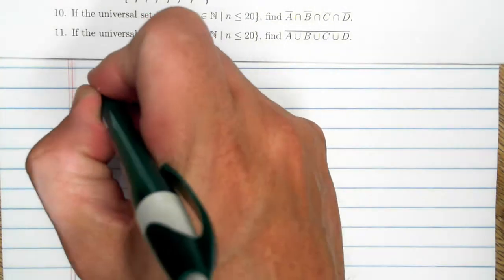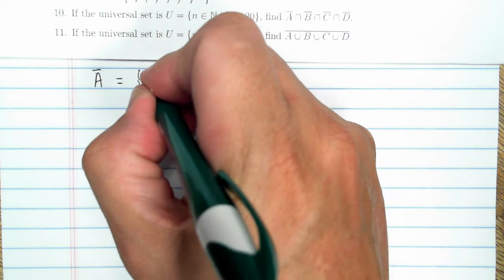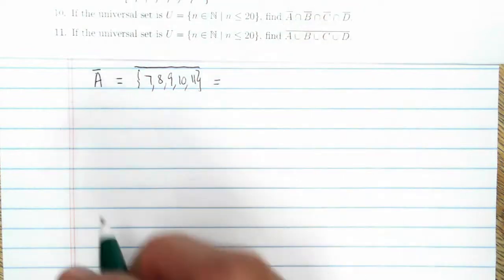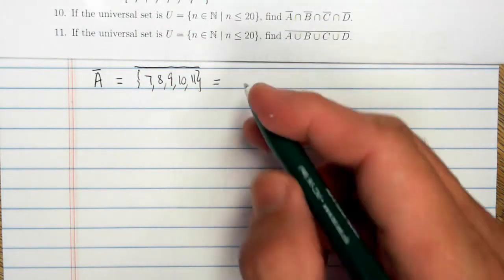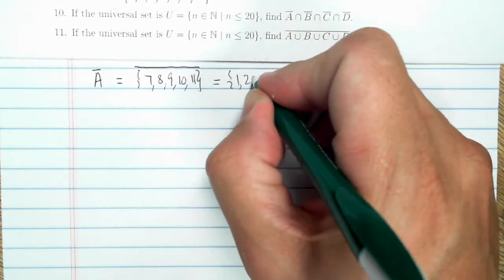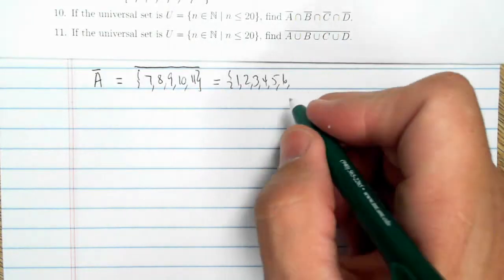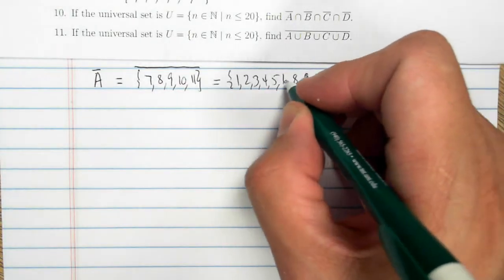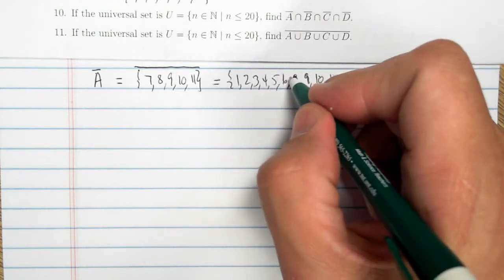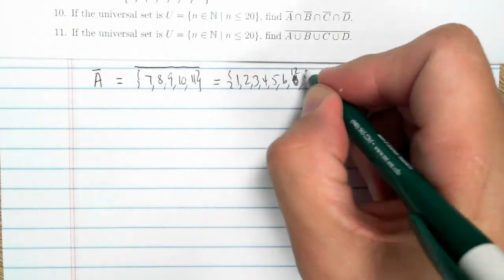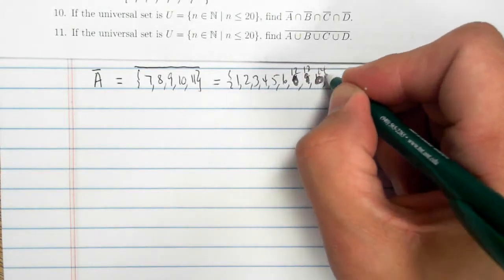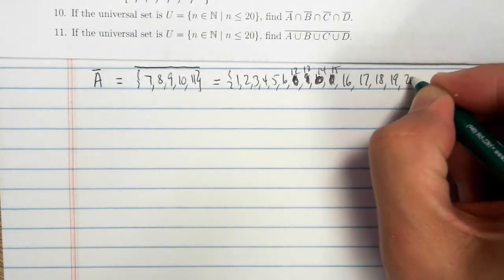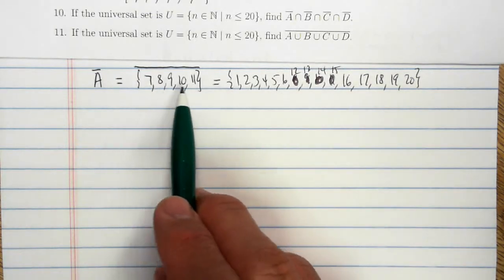Okay, so A complement. And let me write down what the original set was: 7, 8, 9, 10, 11 complement. The universal set is all the integers from 1 to 20, and so I would write this out as 1, 2, 3, 4, 5, 6, and then, sorry, 7, 8, 9, 10, and 11 aren't in, so 12, 13, 14, 15, 16, 17, 18, 19, and 20. All the numbers from 1 to 20 except for 7, 8, 9, 10, and 11.